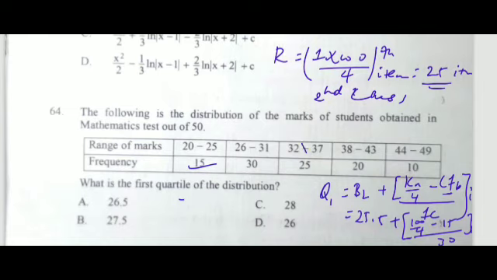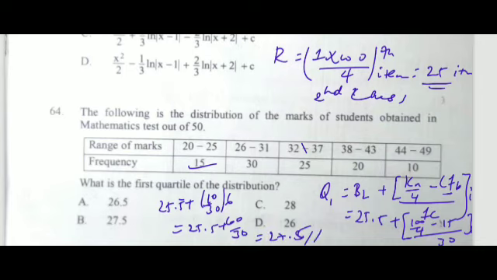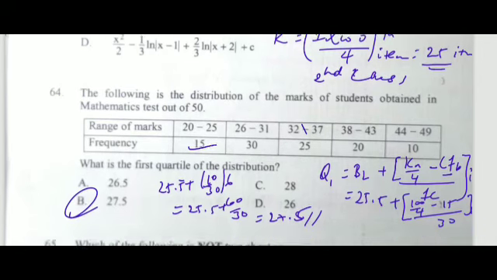Multiplying this, we get 25.5 plus, after taking the LCM and simplifying, 10 over 30 times 6. 25.5 plus 60 over 30 is 27.5. Therefore the answer is B.